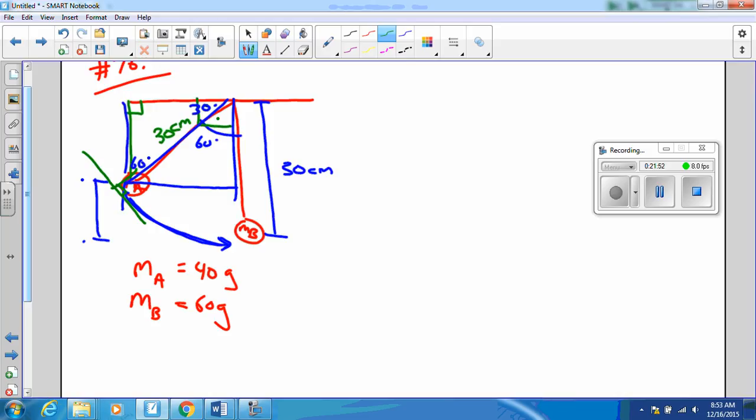Once we've got that, now the game is won because this is 30 centimeters. That means this guy right here has to be 30 times the sine of 30 degrees, or 15 centimeters. And if this is 15 centimeters, then this distance is whatever is left over, which is 15 centimeters. And there you go.